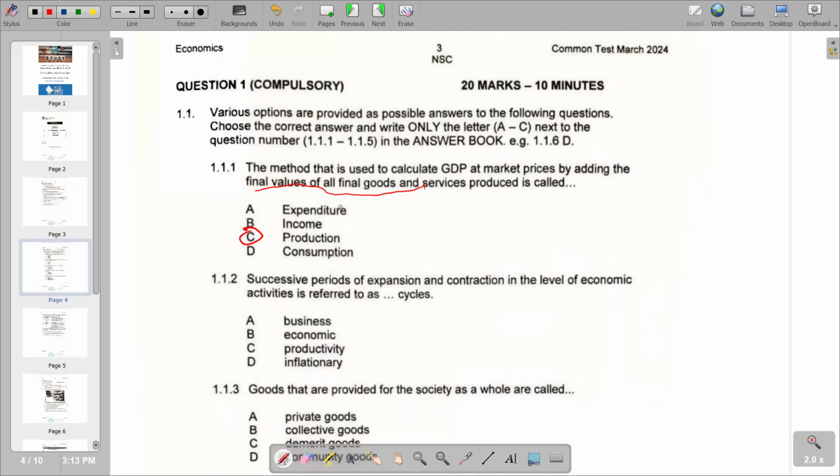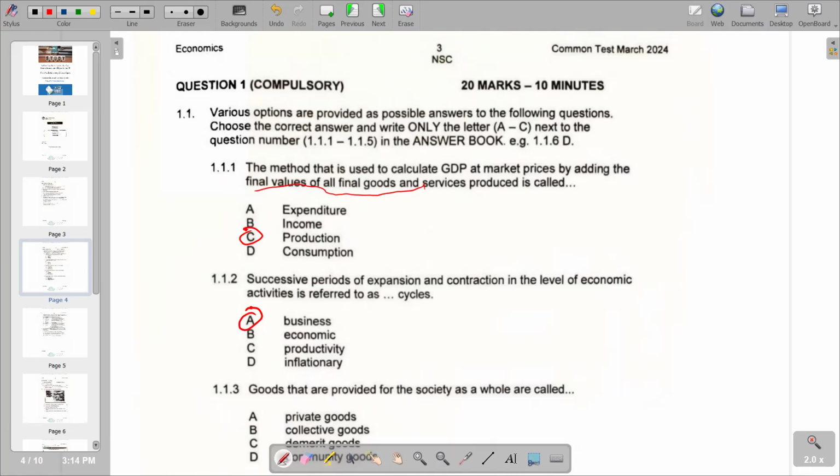So moving on to the second question: successive periods of expansions and contractions in the level of economic activities is referred to as dash cycles. You're given business cycles, economic cycles, productivity cycles, inflationary cycles, but the correct response that we have is business cycles. Remember, business cycles we can try to simplify the description as intervals of general expansion followed by recession in economic performance. So when we are having an expansion and then we have a contraction, which is being referred to as a recession in my explanation. So that's the further explanation that we can give in terms of business cycles.